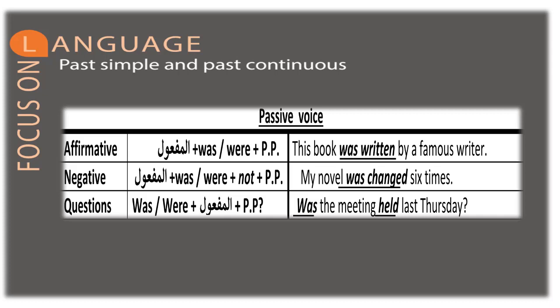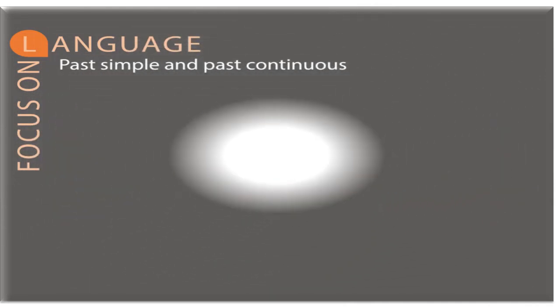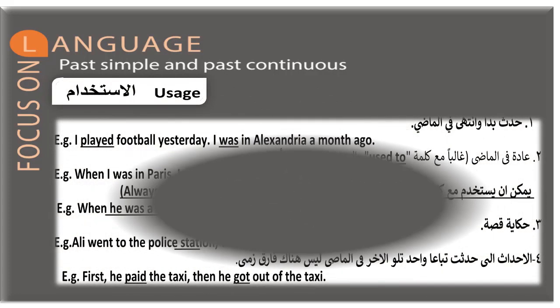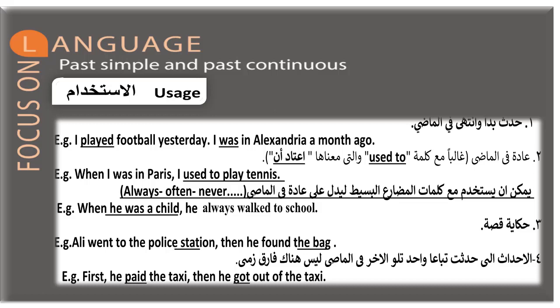In questions we use was or were plus object plus past participle. For example, was the meeting held last Thursday? هل عقد الاجتماع الخميس الماضي. The usage الاستخدام. طبعا بيعبر عن أحداث بدأت وانتهت في الماضي. For example, I played football yesterday. I was in Alexandria months ago.